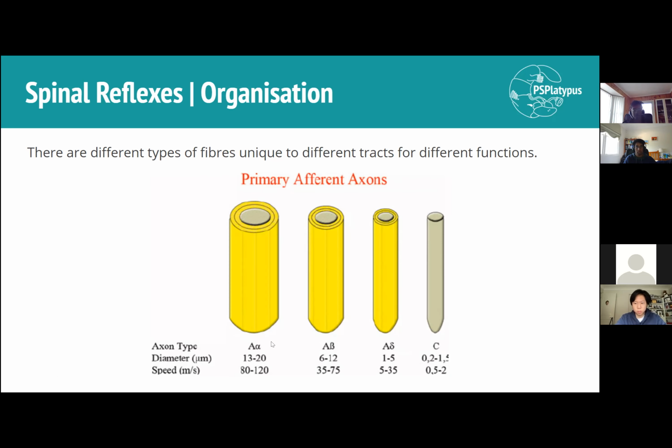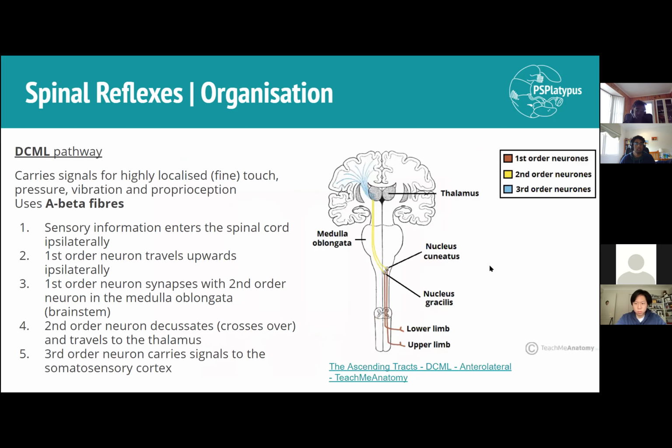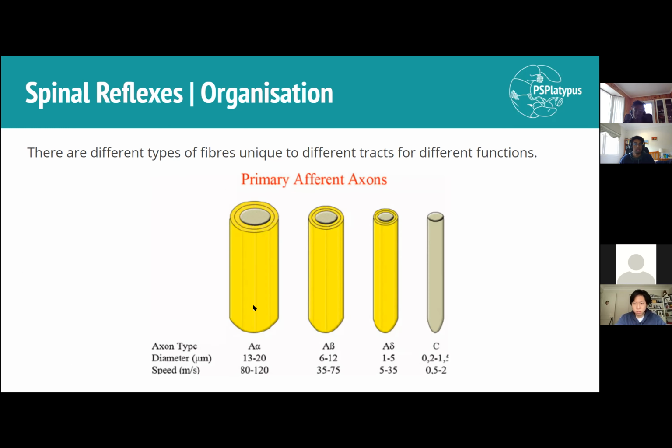Oh yeah, and it's organized in descending order of diameter. So A alpha, A beta, A gamma. Oh wait, no, A delta, and then there's C fibers, which are the smallest. And that's also the amount of myelination. So the speed changes descendingly as well.